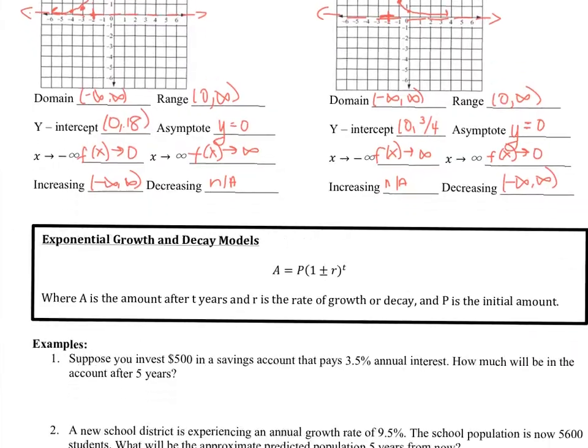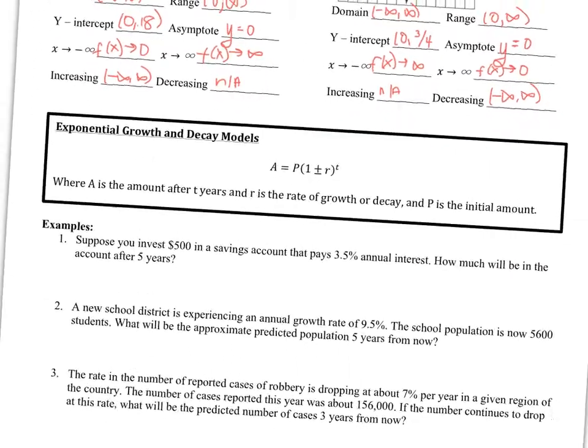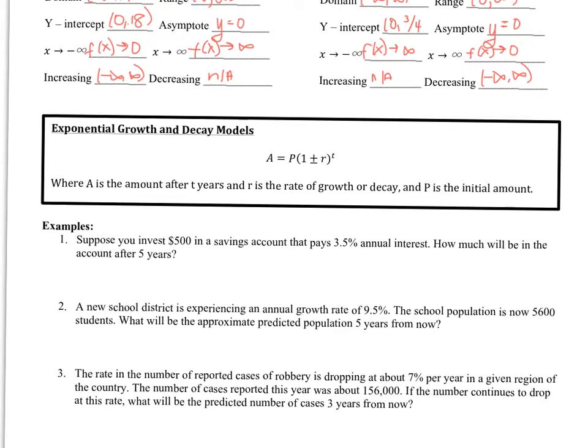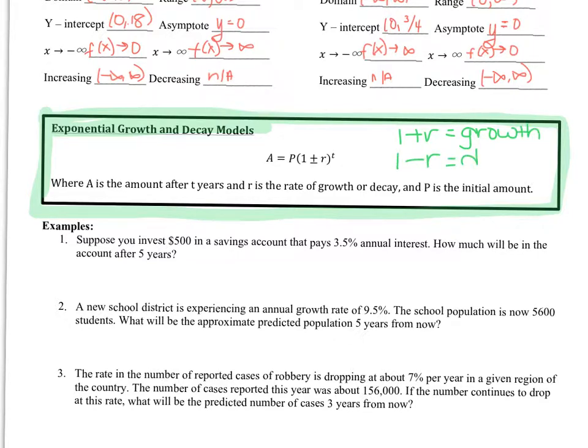So we're now going to move on to exponential growth and exponential decay models. So I'm going to go ahead again and highlight the border of my box. And let's check it out. So an exponential growth or decay model is represented by A equals P times the quantity of 1 plus or minus R to the T power. So it's 1 plus R if it's a growth model, and it's 1 minus R if it's a decay model.